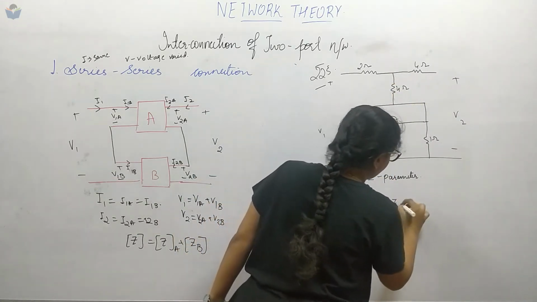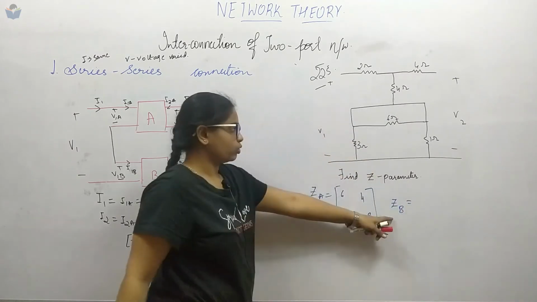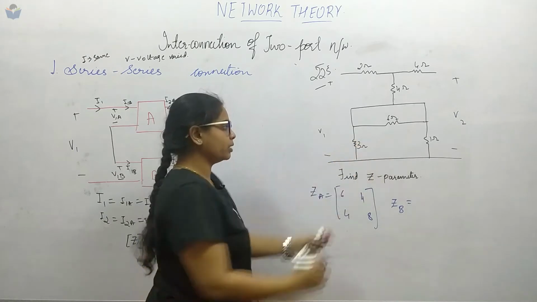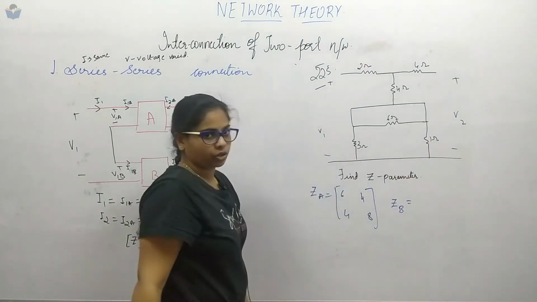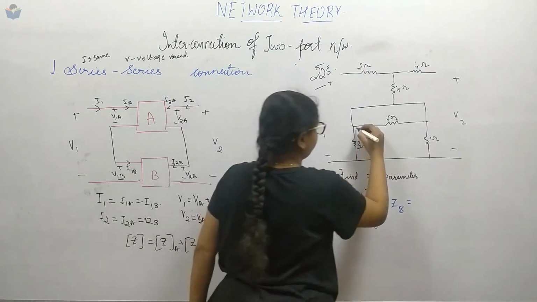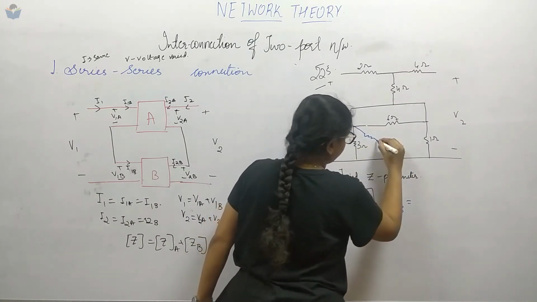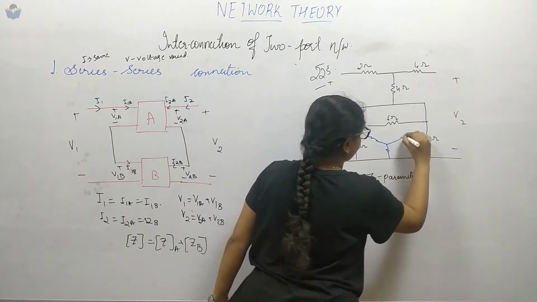Now to solve the ZB, first we have to convert this one to a T network. It's nothing but this is in the form of delta. We have to convert it into the form of a star network. So I can do it like this, right?